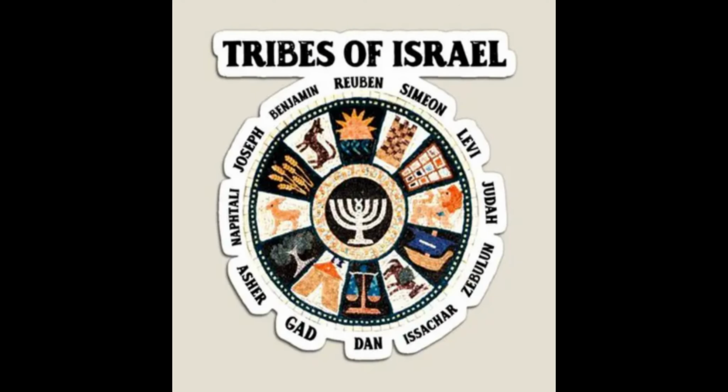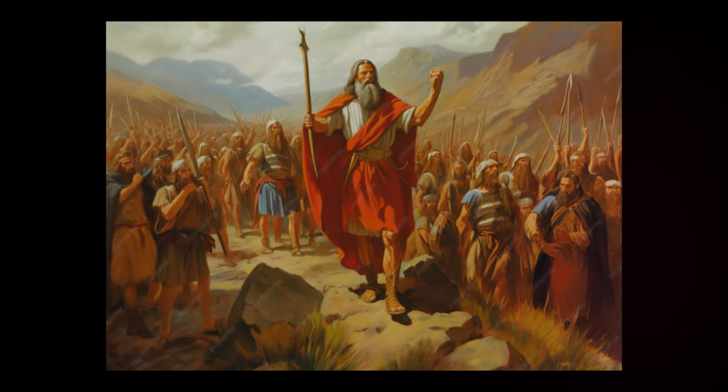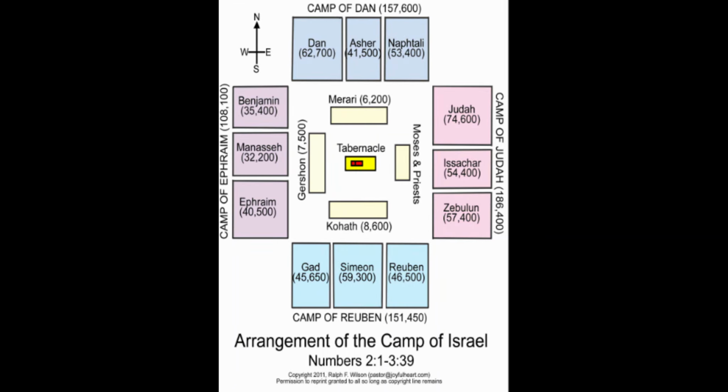As we go through those 12 tribes, we discovered that they enumerated not the total population, but the population that's over 20 able to go to war. They camp in four camps. Judah, Issachar, and Zebulun are the camp of Judah. Reuben, Simeon, and Gad are the camp of Reuben. Ephraim, Manasseh, and Benjamin become the camp of Ephraim, and the tribes Dan, Asher, and Naphtali would be the camp of Dan.